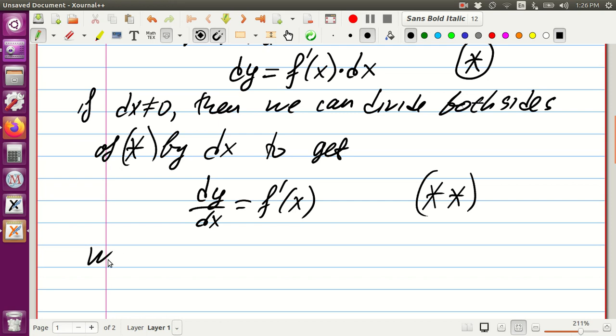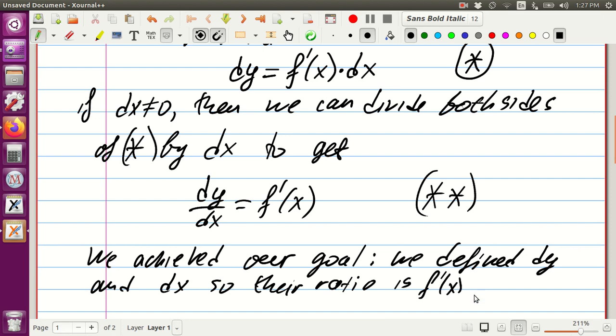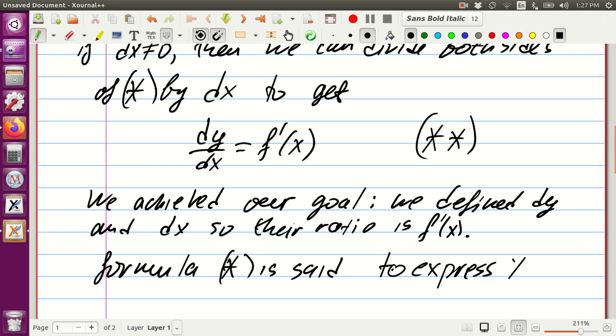So we achieved our goal. We defined dy and dx, so the ratio is f prime of x. And last thing for this definition, formula star is said to express double star in differential form.